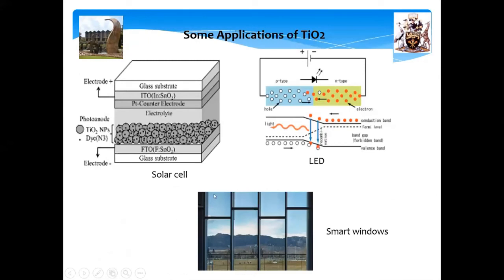Titanium dioxide has been applied majorly in optoelectronics, and here we can see some of its applications in smart windows, LEDs, and in solar cells as a photoanode, which is the main application of our films.